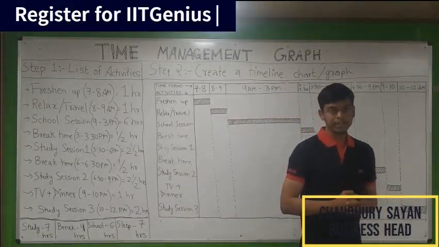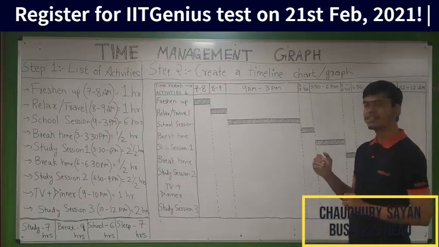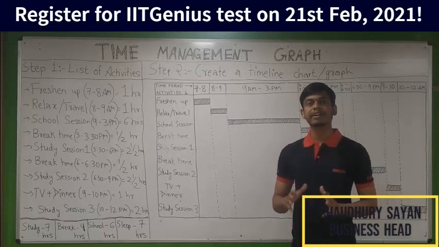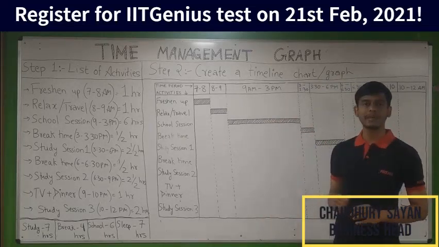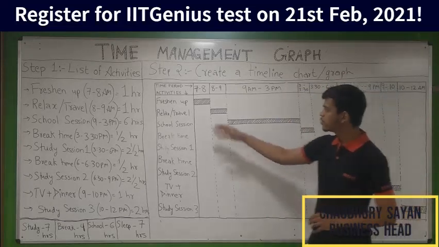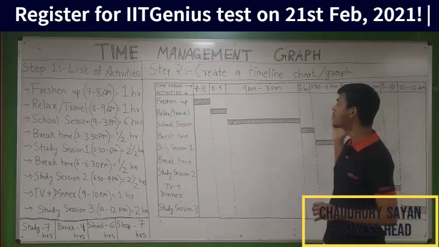hours in a day. So now this seems pretty complicated, right? Don't worry. I will shorten it up for you. Now let's create a graph, a very fun, very entertaining graph, to show how you can manage your time on a day-to-day basis. As you can see in step 2, we have to create a timeline chart, which is also known as a timeline graph.